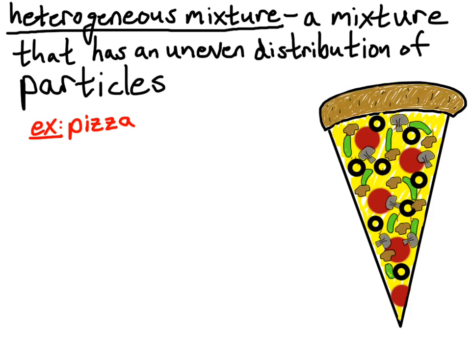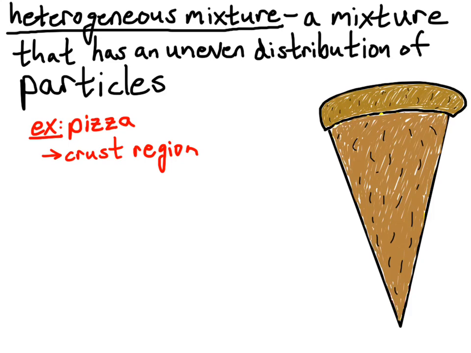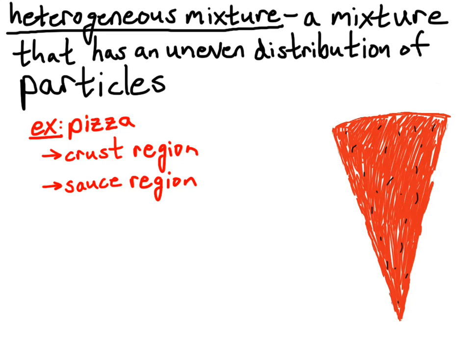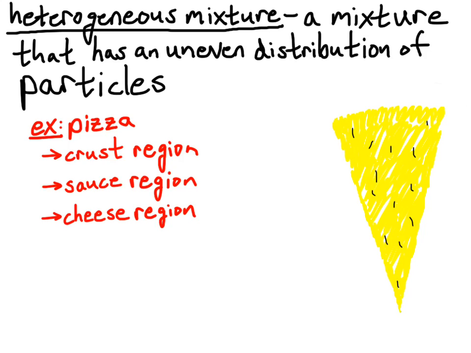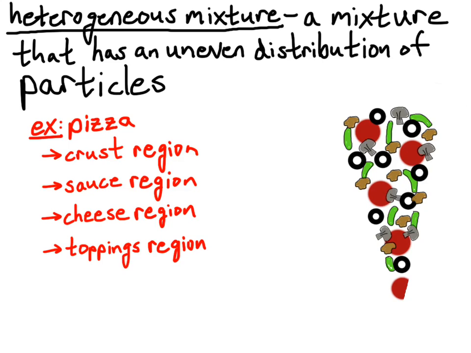So when we look at a pizza, we'll see that there are different regions. For example, we have the crust region. That's the part of the pizza that has the crust. And then we have our sauce region. This is the part of the pizza that has the sauce. So we're looking at different layers, different levels within a pizza. And then the next region would be the cheese region, maybe. So we've got the crust region, the sauce region, the cheese region, and the last region on our pizza is the toppings region. So we have these four different basic regions within our pizza.